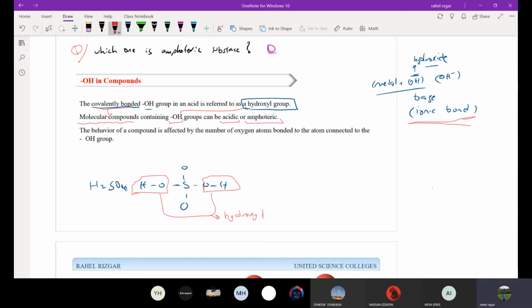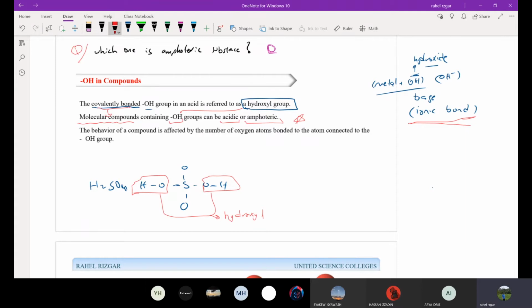So in the question, if it says a molecular compound containing OH groups can be one, you will not say basic. It doesn't say that it releases OH. It says it has OH. And the OH is not hydroxide. It is not ionic. It's just an OH covalent bond. That's why it becomes acidic or amphoteric. It's either acidic or amphoteric.